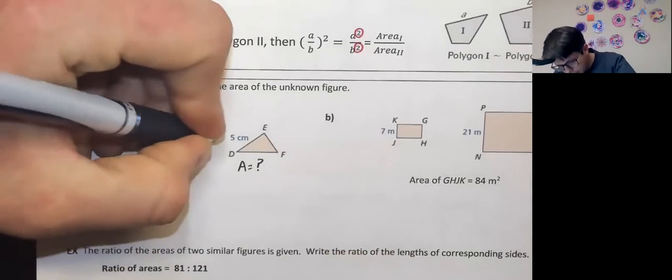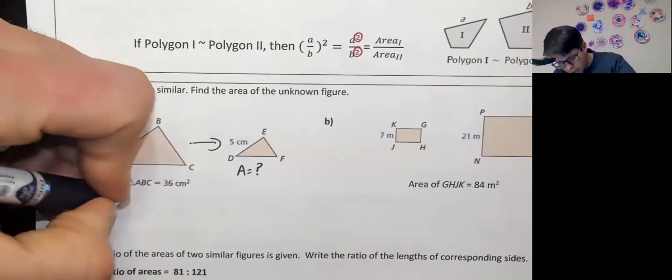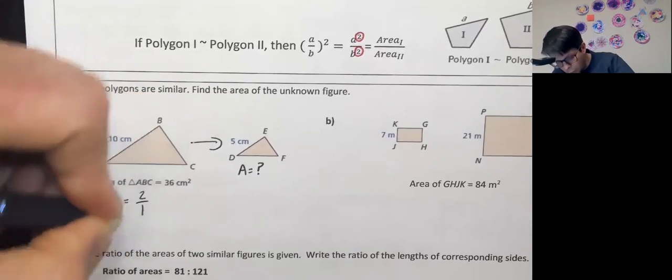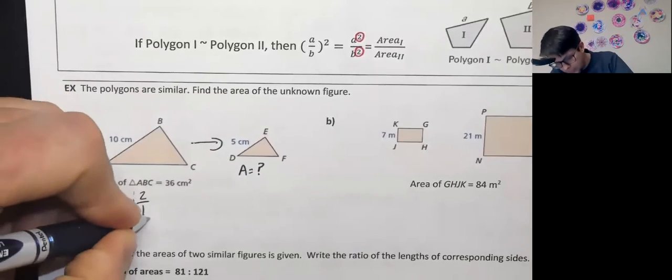I'm going to go from left to right, so I'm going to go 10/5. I'm always going to reduce this. That's important to me. A good common factor for this is 5, which is going to reduce this down to 2/1. It always has to be a fraction, so I can't just write it as 2. I'm going to use 2/1.